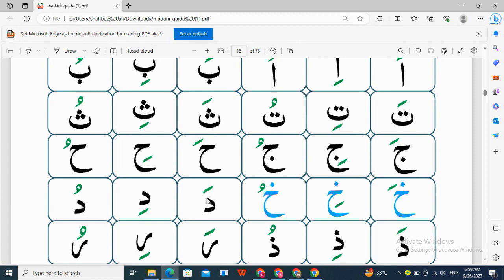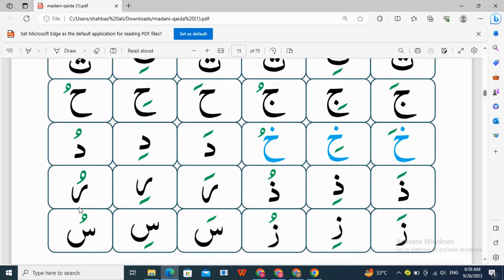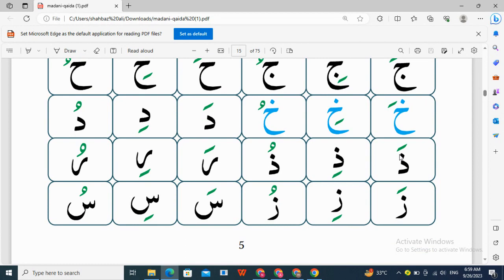Dal zabar da, dal zer di, dal pesh du, da di du. Ra zabar ra, ra zer ri, ra pesh ru, ra ri ru. Gha zabar gha, gha zer ghi.